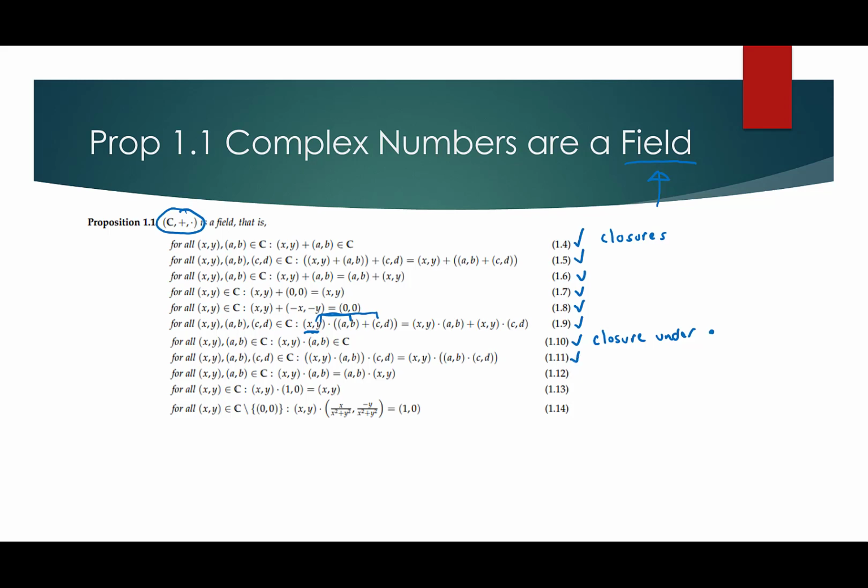1.11 is associativity of multiplication. 1.12 is commutativity of multiplication, meaning, similar to addition, it doesn't matter what order you multiply complex numbers, you'll still get the same thing in the end. 1.3 seems fairly obvious, but it's tying together a pretty cool thing that we'll explore in a little bit. If you take xy and multiply it by 1, 0, you get xy back. This is like saying that if you multiply 5 times 1, you get 5 back. When you get into abstract algebra, we're saying that 1 is what's called the identity.